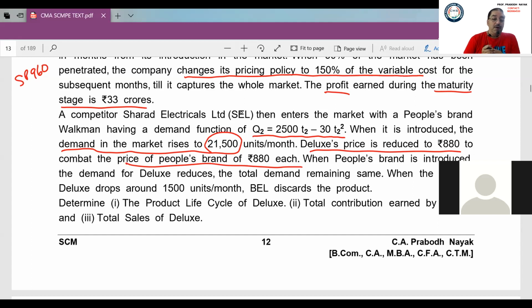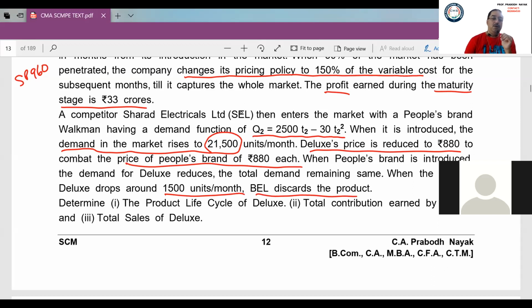When the sale of Deluxe, my product, drops to around 1,500 units, that means I was selling 20,000 units, but now it has come down to 1,500 units. Then BEL discards the product. Product dies. I dispose it off. I stop selling. I stop manufacturing.